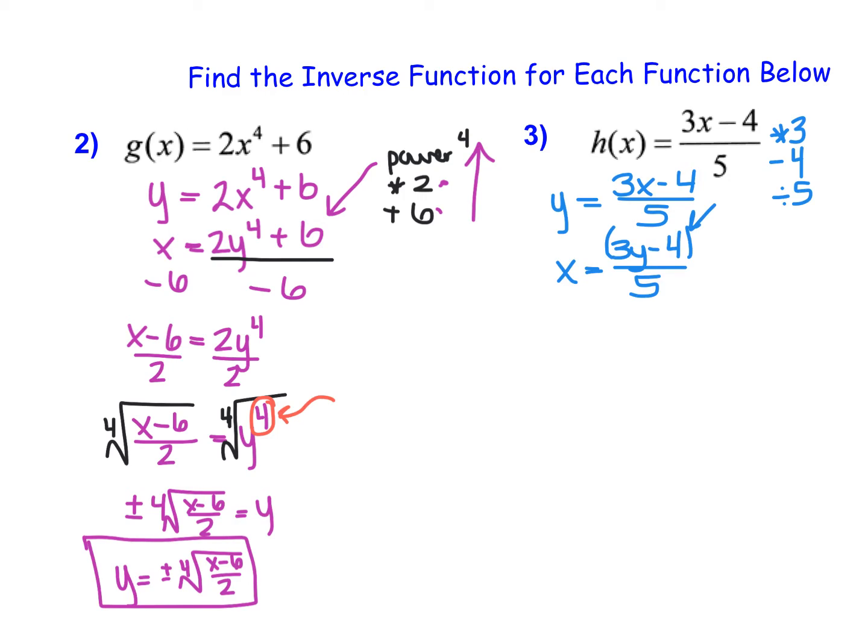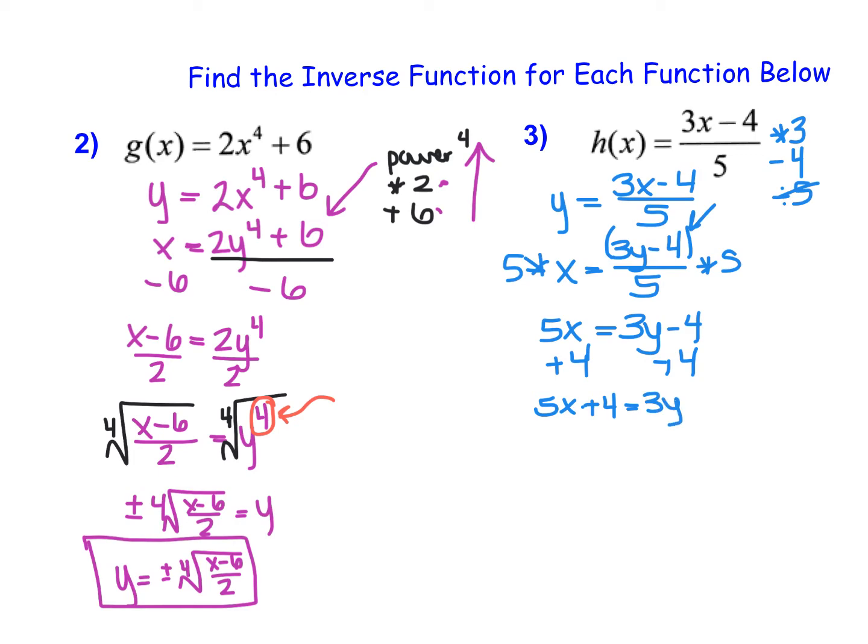So I need to essentially undo that 5 happening to y first. And in order to do that, I'm going to multiply by 5 on each side first. So I end up with 5x is equal to 3y minus 4. So I've taken care of that one. Then the next thing I need to undo is the negative 4. So I'm going to add 4 to each side, because again, remember, the inverse function is essentially what happens in the original function, but the opposite operations and backwards. So here we have 5x plus 4 is equal to 3y.